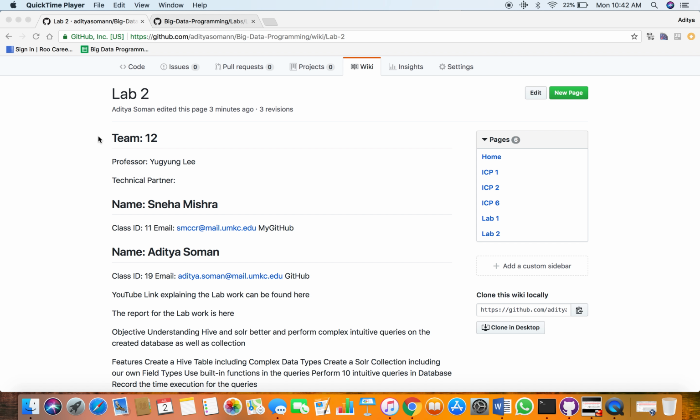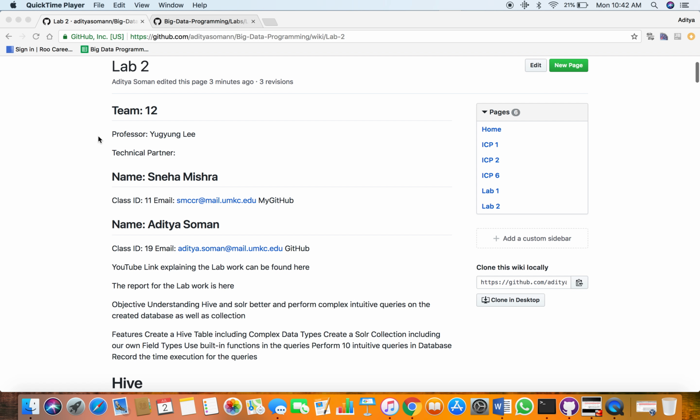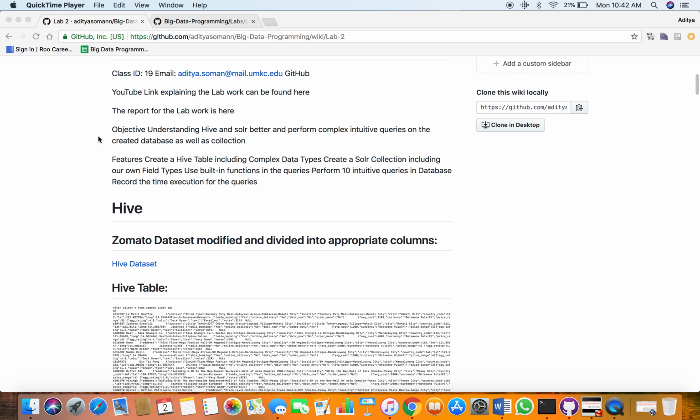Everyone, this is the Lab 2 assignment for Big Data Programming. This assignment was basically performing different queries for two different data sets provided. One we have done in Hive, the other one in Solr. Team members include Sneha Mishra and Aditya Soman. So we'll start with Hive.